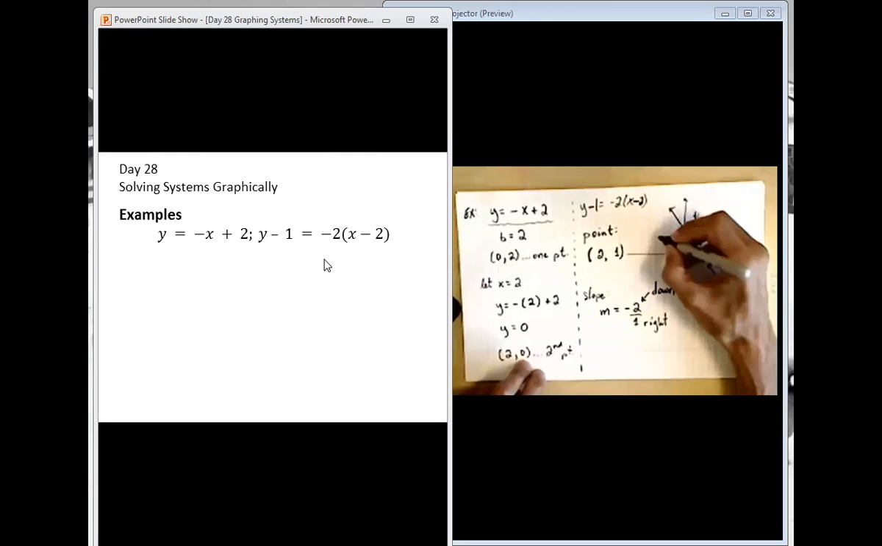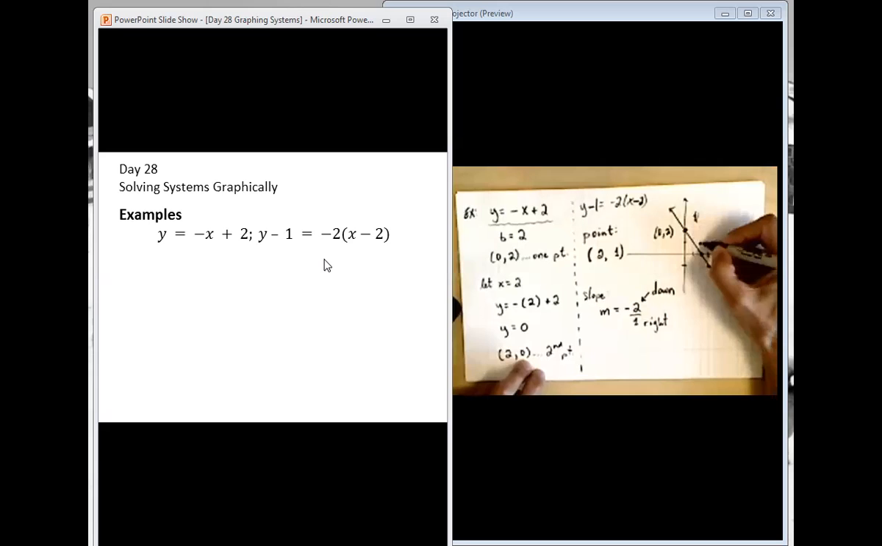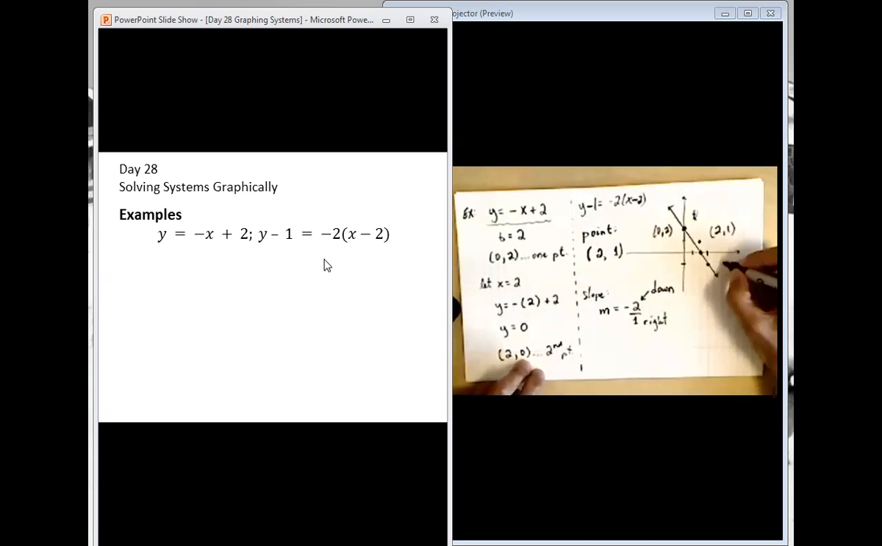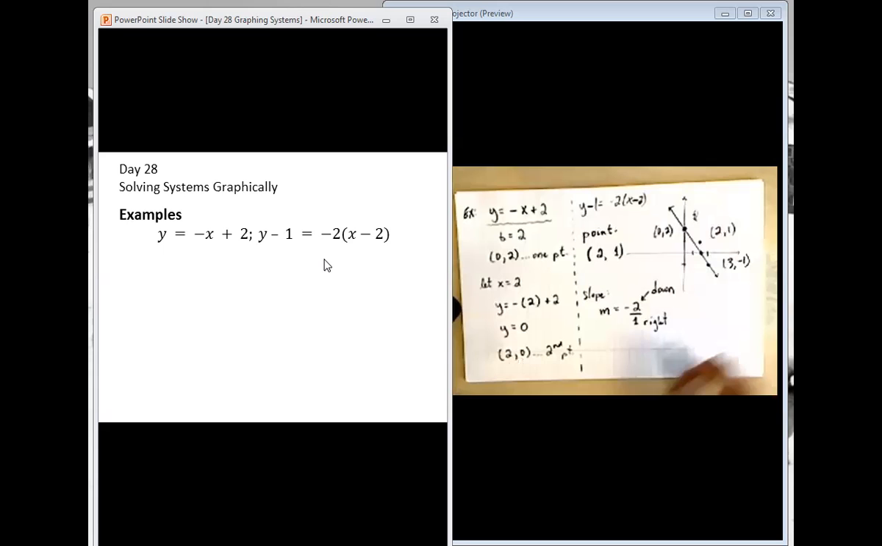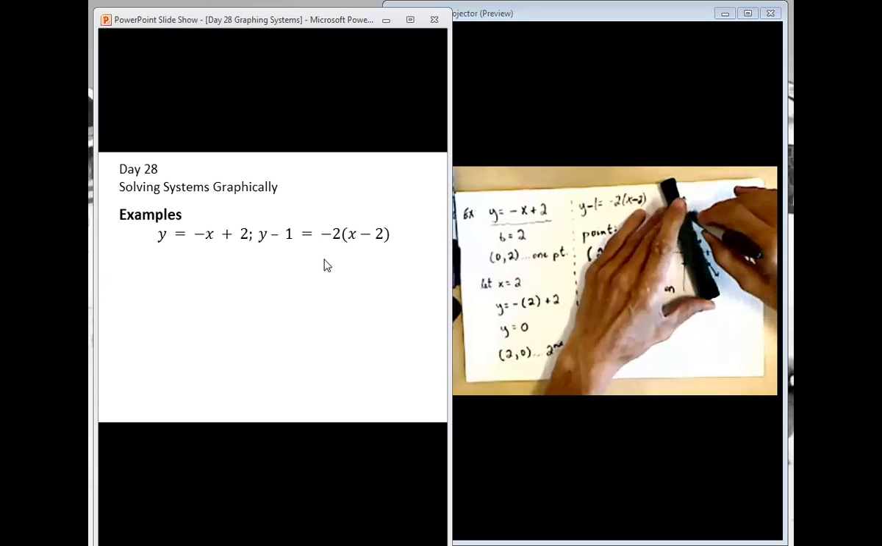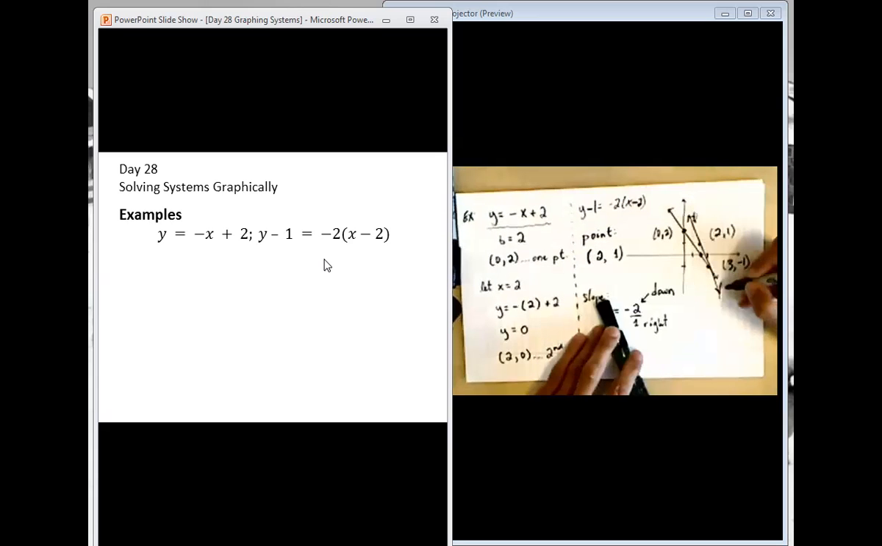This is 0, 2 for that. This is at 2 and 1, which we got from the point. And this one here is at 3 and 1. Oh, it's a lie. 3 and -1. Okay, so laying it down. Drawing it nice.